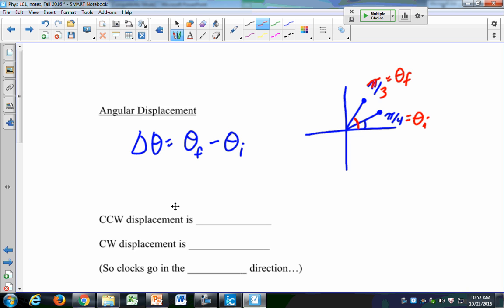Notice that these are just measuring angles. If I want to know the net angular displacement, that is the angular displacement between this point and this point, then it would be pi over 3 minus pi over 4. So delta theta here would be pi over 3 minus pi over 4. You need to know also the sign convention, and this is just a convention. Whenever we have counterclockwise displacement, like we did here, we're going to say that's positive. Whenever we have clockwise displacement, we're going to say that's negative.